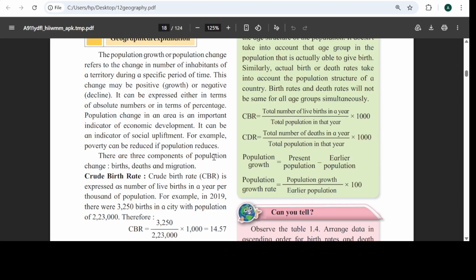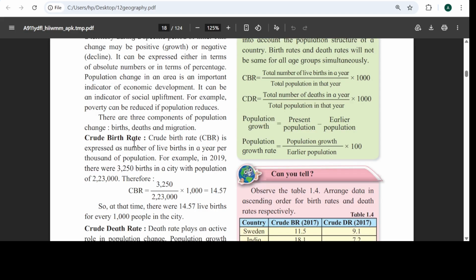There are three components of population change: birth, death, and migration. Crude birth rate. Crude birth rate, CBR, is expressed as a number of live births in a year per thousand of population. For example, in 2019, there were 3,250 births in a city with population of 2,23,000. Therefore, CBR is equal to 3,250 upon 2,23,000 multiplied by 1000, that is 14.57.